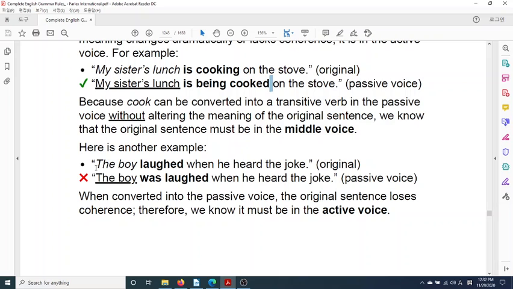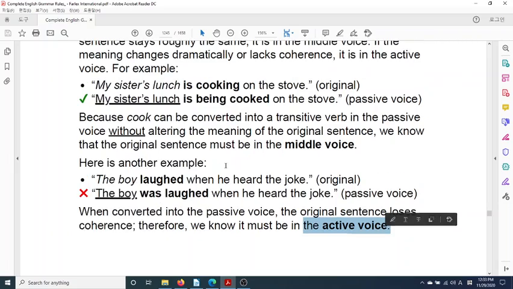Here's another example. The boy laughed when he heard the joke. The boy was laughed when he heard the joke? No, that doesn't make any sense. When converted into the passive voice, the original sentence loses coherence. Therefore, we know it must be in the active voice.